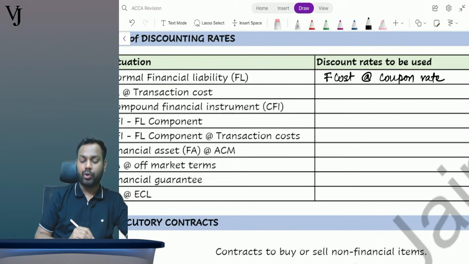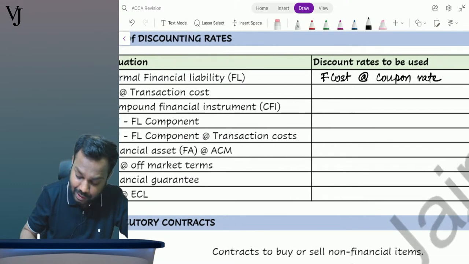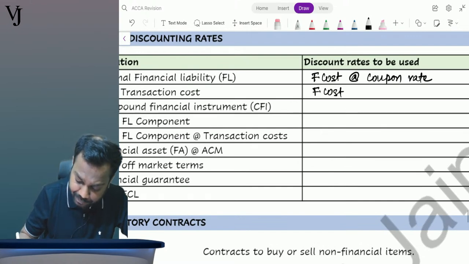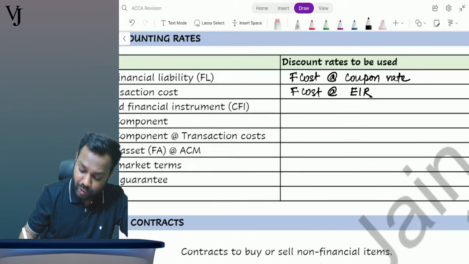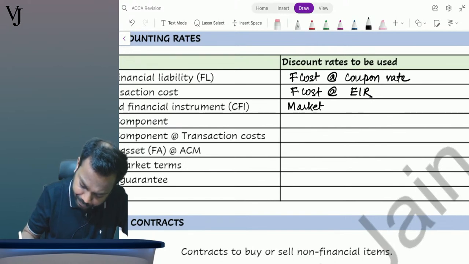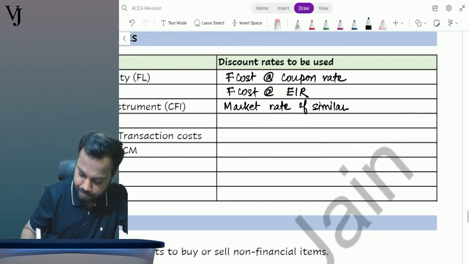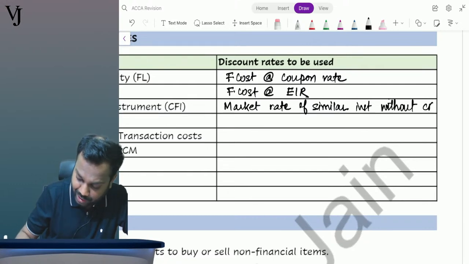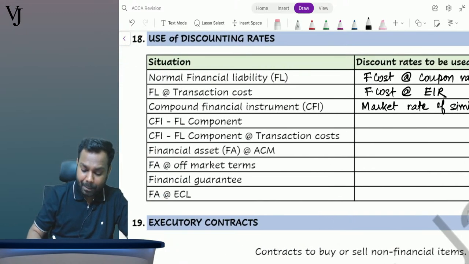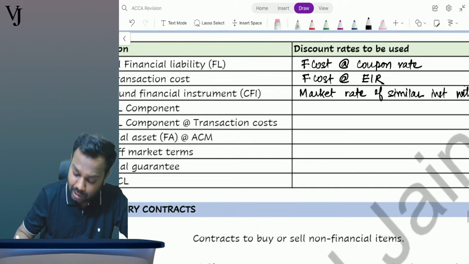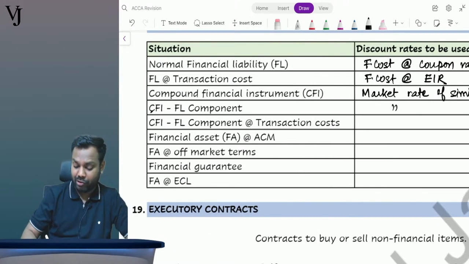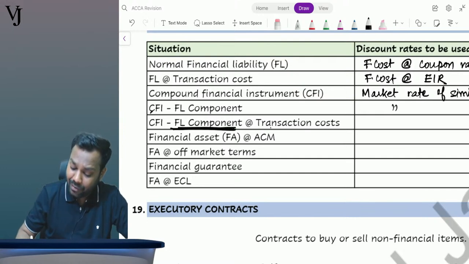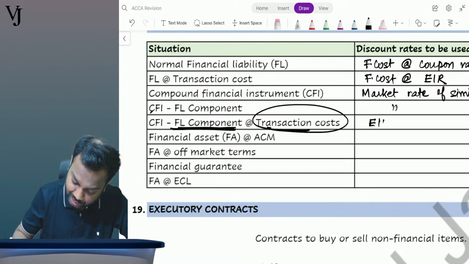You will record finance costs at coupon rate. If it is a financial liability with transaction cost, then you will record finance costs at effective interest rate. If it is a compound financial instrument, you will use a market rate of similar instruments without conversion rights. Now, if it is a compound financial instrument with financial liability component, same rate. If it has transaction cost involved, effective interest rate.